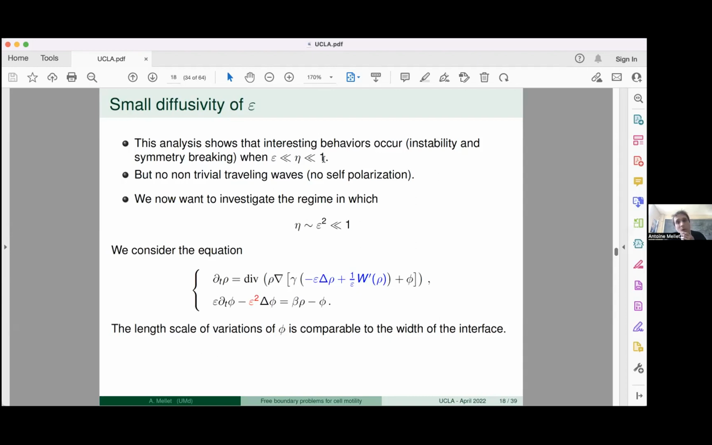So what we want to do next is look at the regime in which eta and epsilon go to 0 together. In fact, eta smaller than epsilon. I mean, the regime that works well is eta of order epsilon squared. The reason is that if you look at this system, as I mentioned earlier, the Cahn-Hilliard regularization is going to give you a transition layer of width about epsilon. And if you put epsilon squared in front of the Laplacian of phi, then you expect the variation of phi to also take place over a length scale of order epsilon. So now the two are really competing at the same scale.